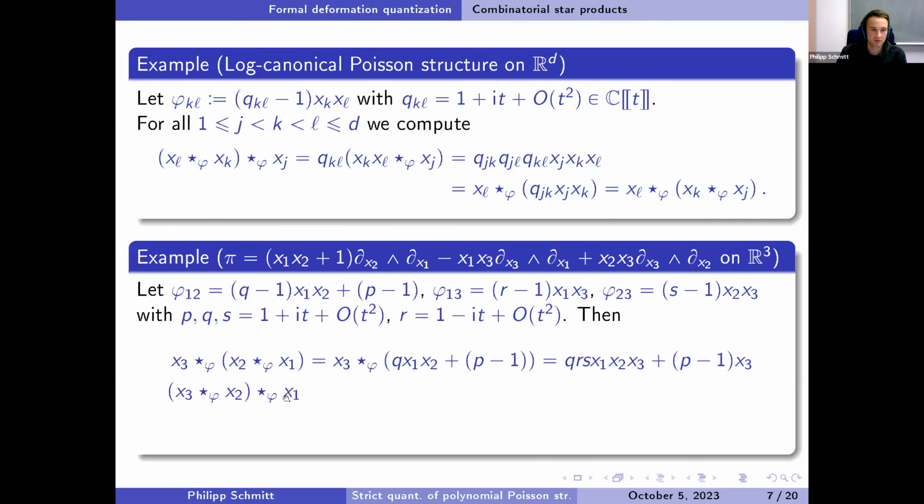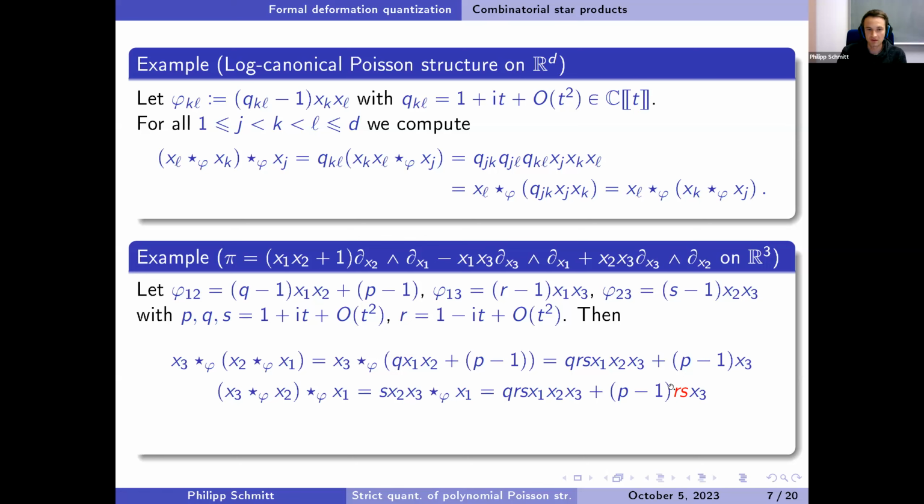And well, if we try to compute this the other way around, we would first get our factors of s and r when we need to commute x1 past the x3 here, so that x1 is in the middle. Then we get rs times x2, x1, x3. We still need to commute x1 past x2, which gives us another factor of q, and then this additional summand of p minus 1, but now multiplied by rs. So what we obtain here is almost the same result, but with the second summand multiplied by rs in addition.